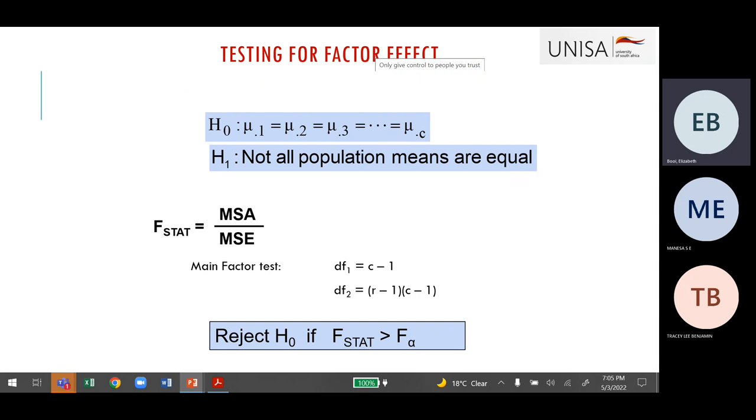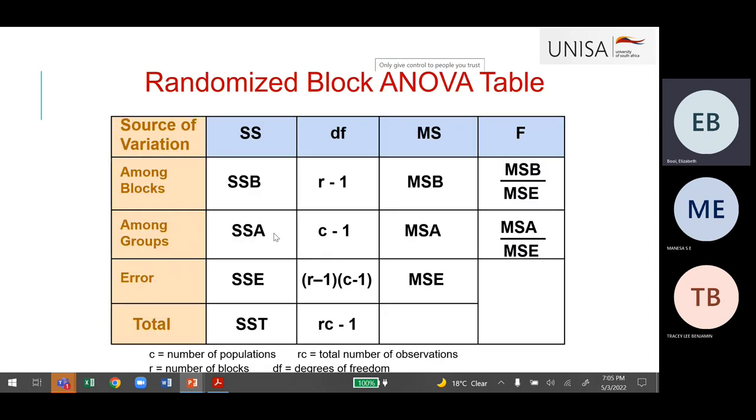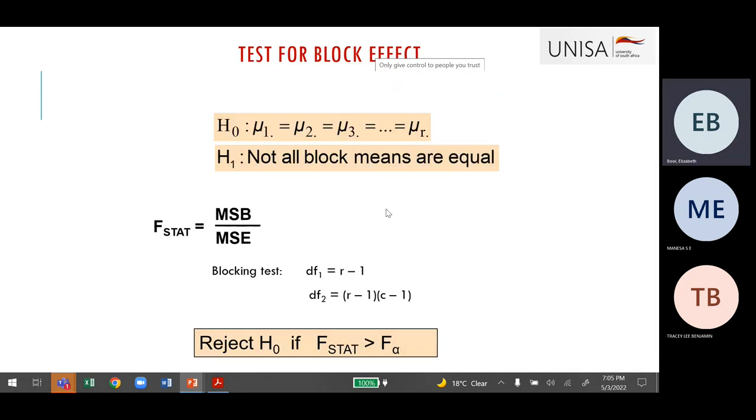If they say calculate the test statistic among the groups, then you need to know that you're going to be using the MSA, and among the blocks, we will use the MSB. You're also going to find the critical value and make a conclusion, either you reject the null hypothesis or not. The method of the previous session still applies.